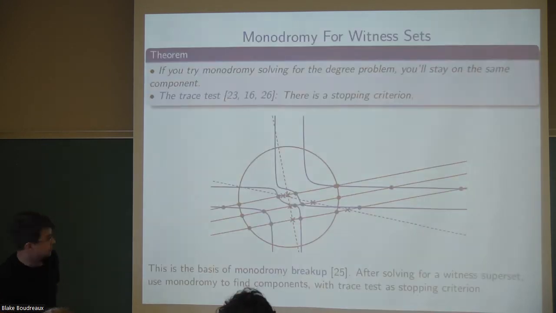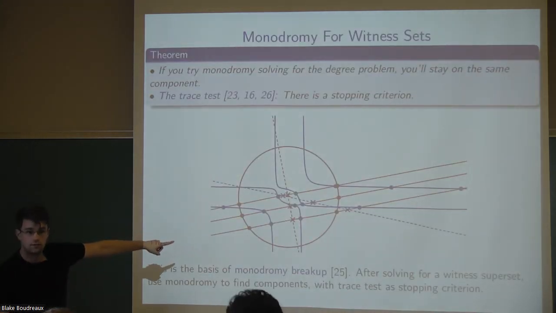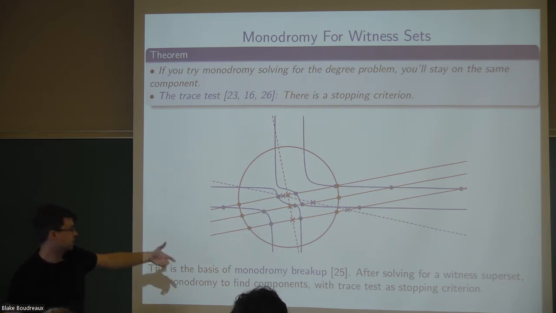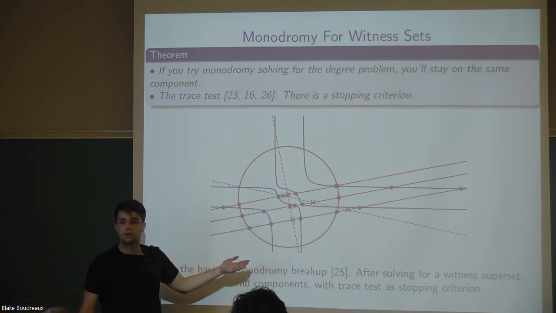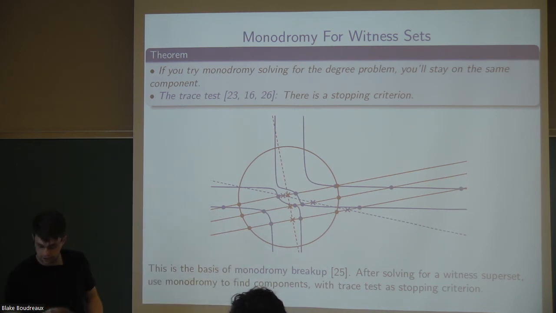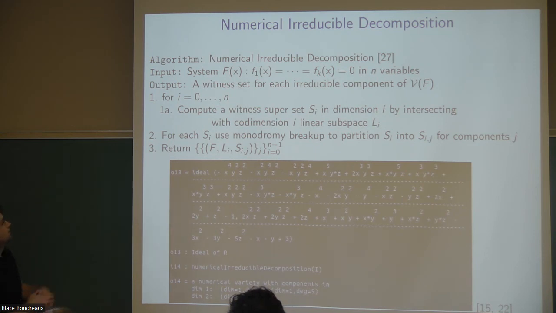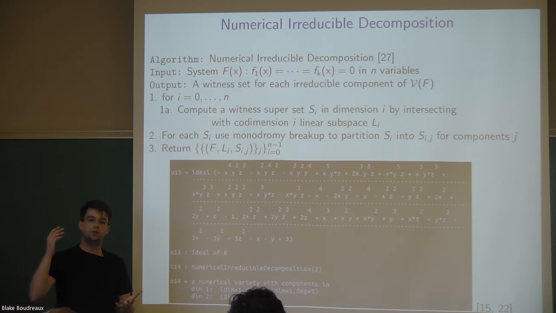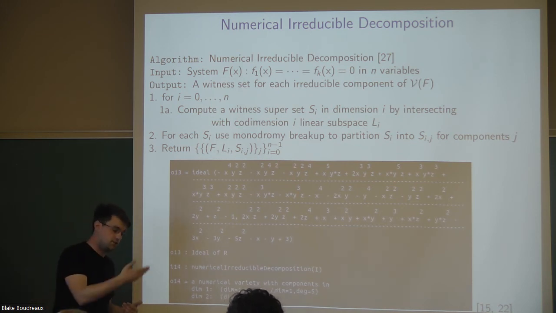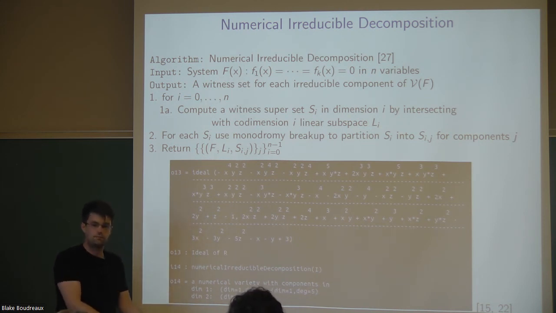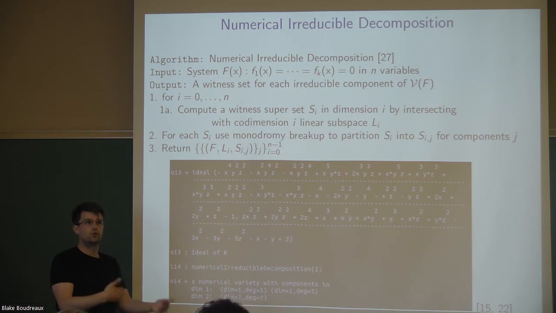All right, but this last description of finding components, you might notice, oh, well, that only works if they're all the same dimension, right? So how do you do it if you have components of different dimension? And there are papers on this, and I'm not going to go over it, but it's called the numerical irreducible decomposition. Basically, you find an intersection with each of these dimensional linear spaces, and then you do that monodromy breakup on each one of those solution sets.